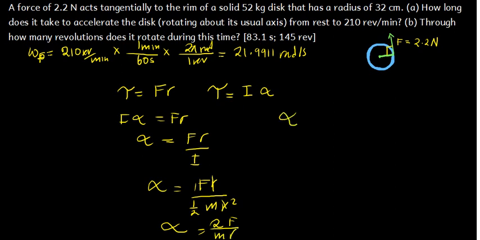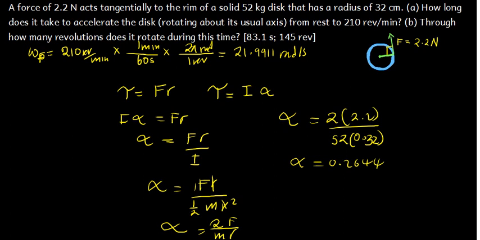Therefore the angular acceleration is going to be equal to 2 multiplied by the force, which is 2.2, divided by the mass, which is 52, multiplied by the radius, which is 0.32 in meters. Just divide the 32 by 100. So 2 multiplied by 2.2 divided by 52 multiplied by 0.32. The angular acceleration is going to give us 0.2644, in radians per second squared.